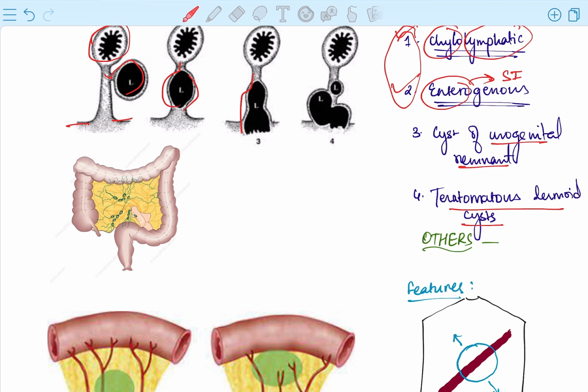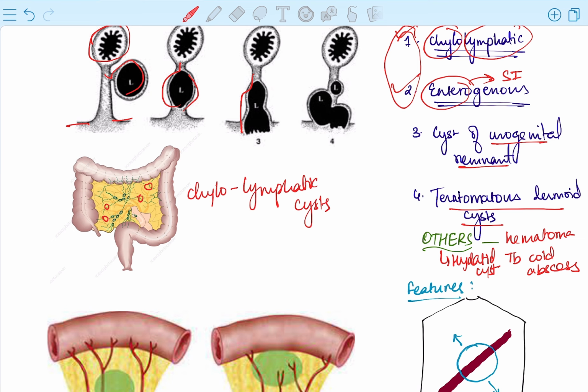There can be other cysts also, like a traumatic hematoma, right? And also there can be tuberculous cold abscess. And definitely you can see hydatid cyst. Hydatid cyst, you can see it anywhere. So these are the lymph nodes and the lymphatic drainage. A cyst can occur anywhere over here, and these are called chyle-lymphatic cysts.